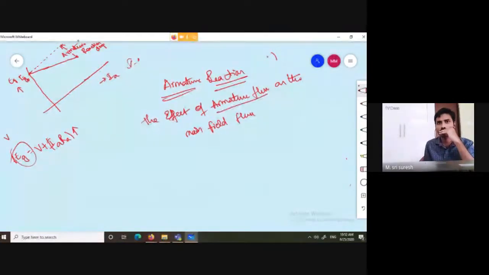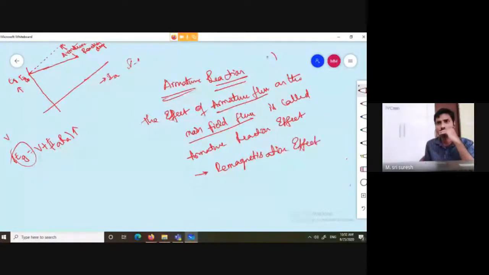The effect of armature flux on the main field flux is called the armature reaction effect. There are two effects: the demagnetization effect and the cross magnetization effect. So, the effect of armature flux on the main field flux.